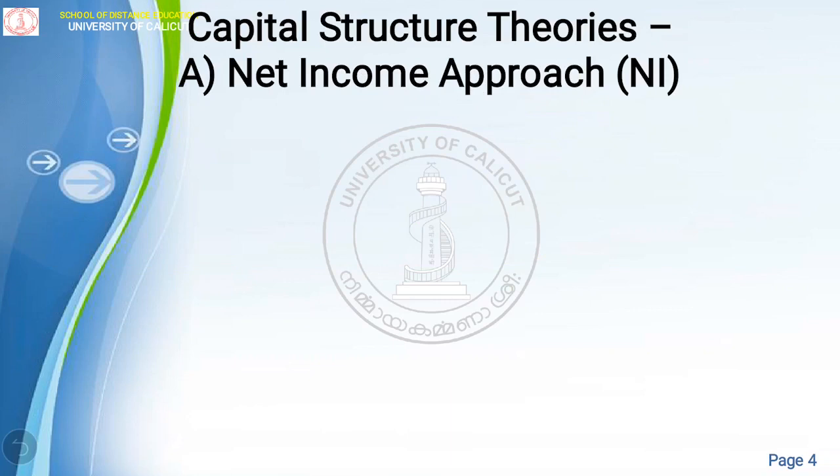We have a lot of theories related to the capital structure: the net income theory, traditional theory, net operating income theory, and Modigliani and Miller theories. Before the first theory, keep in mind these theories are opinions about the capital structure of an organization.